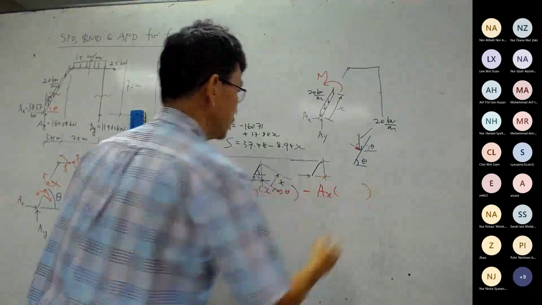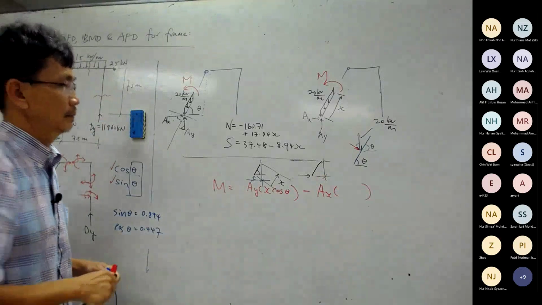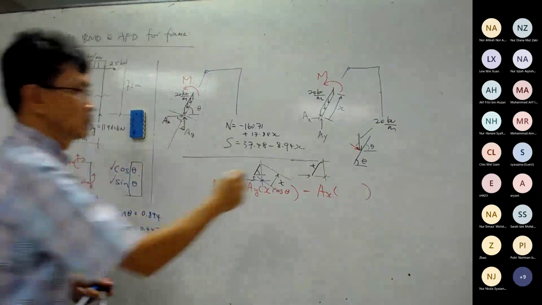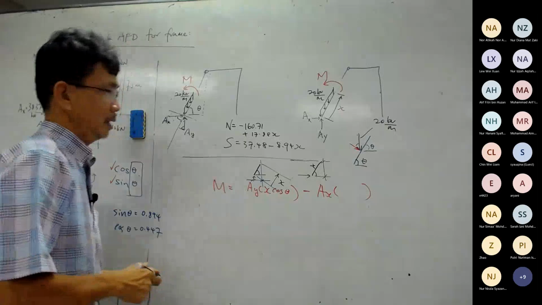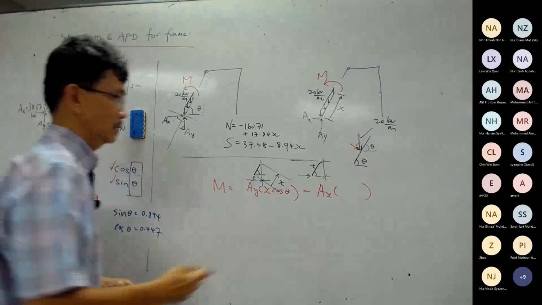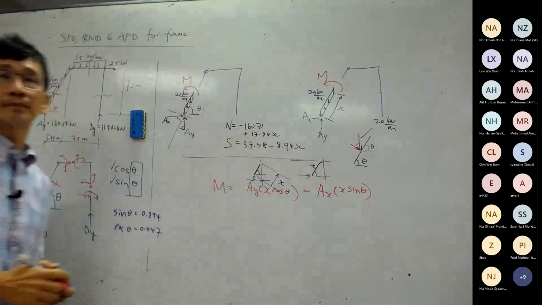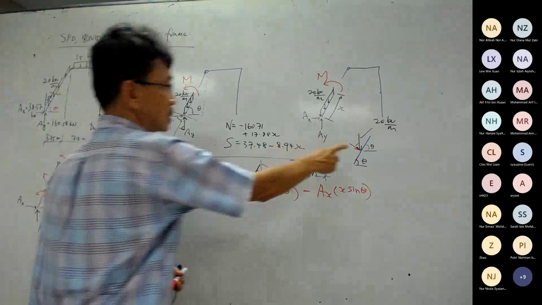AX multiplied with the perpendicular distance. This is X. This is theta. So it becomes X sine theta. Okay. So next we come to this here.